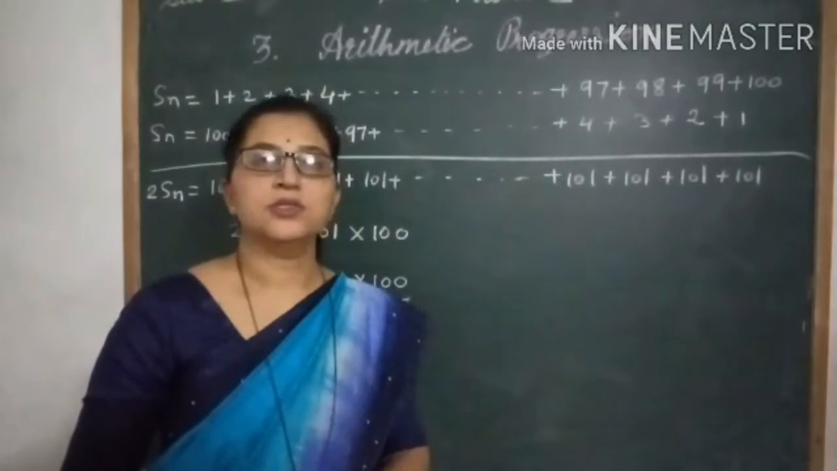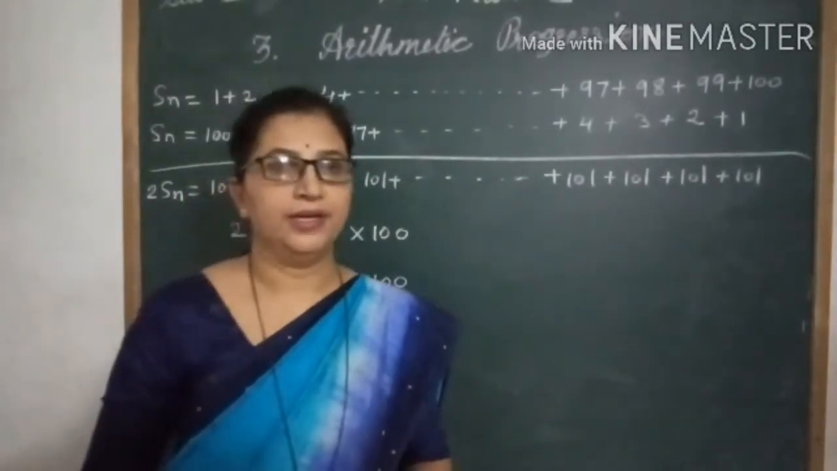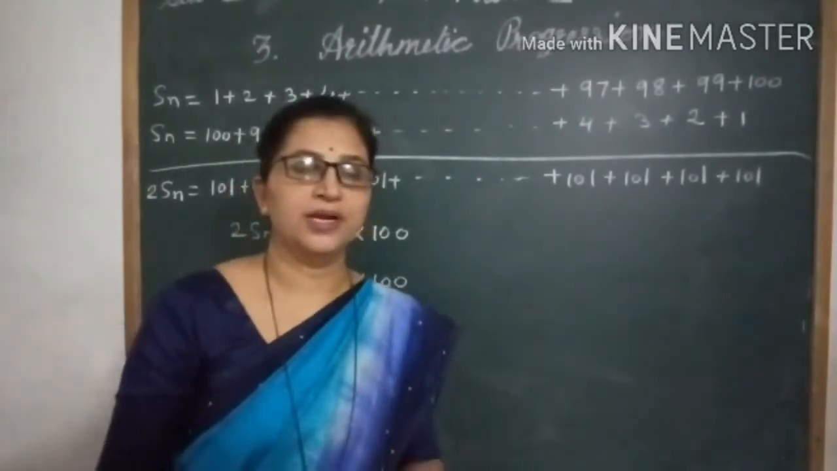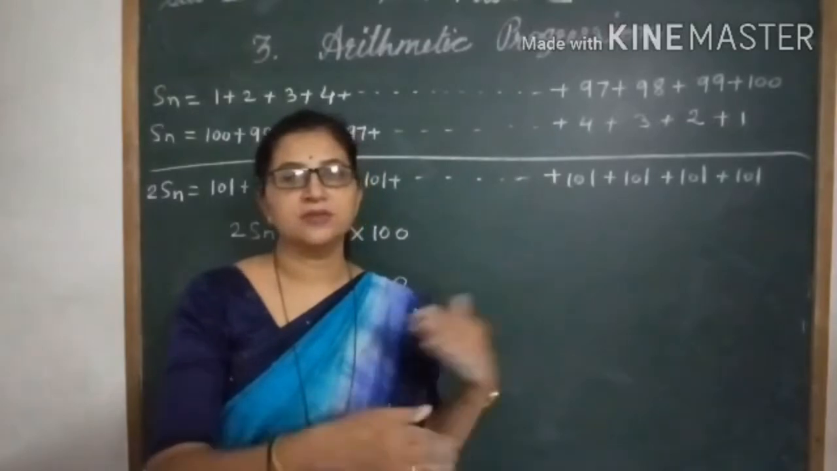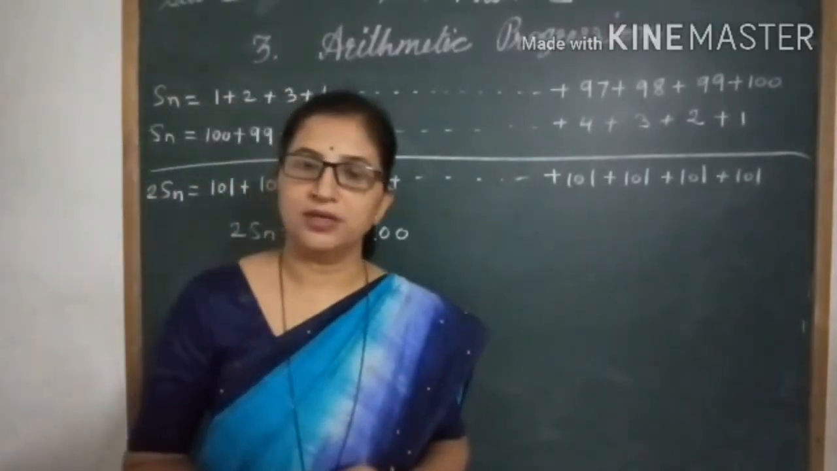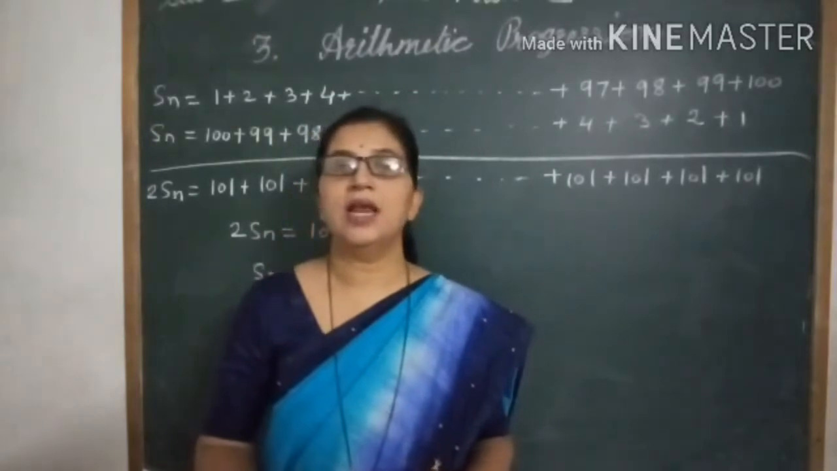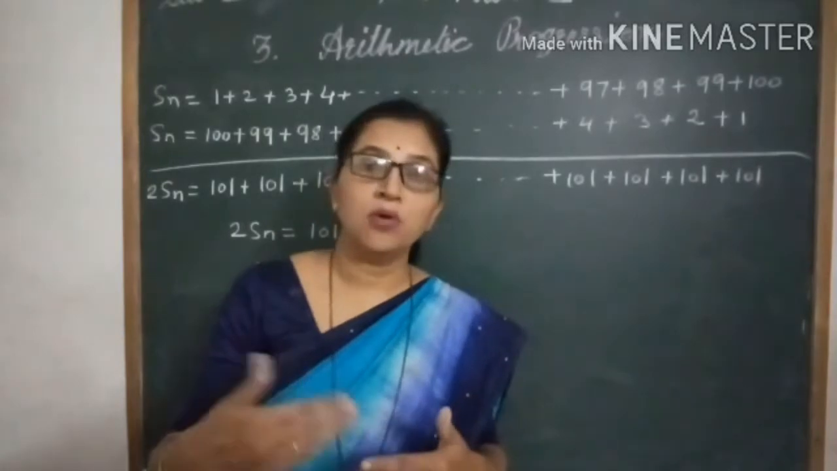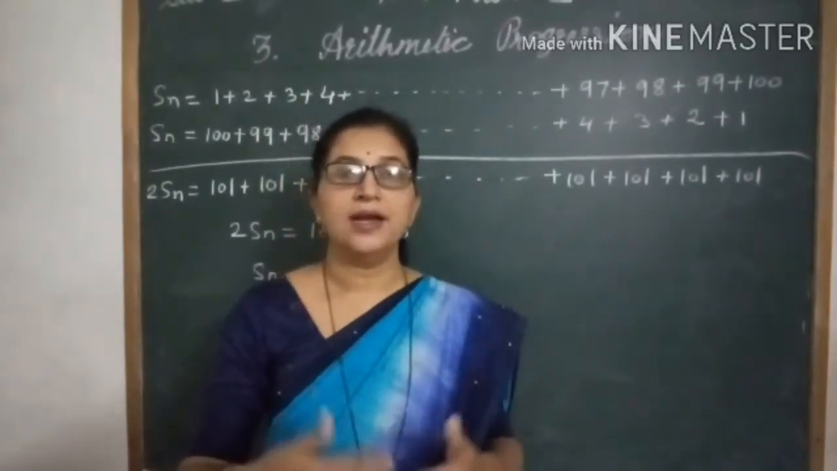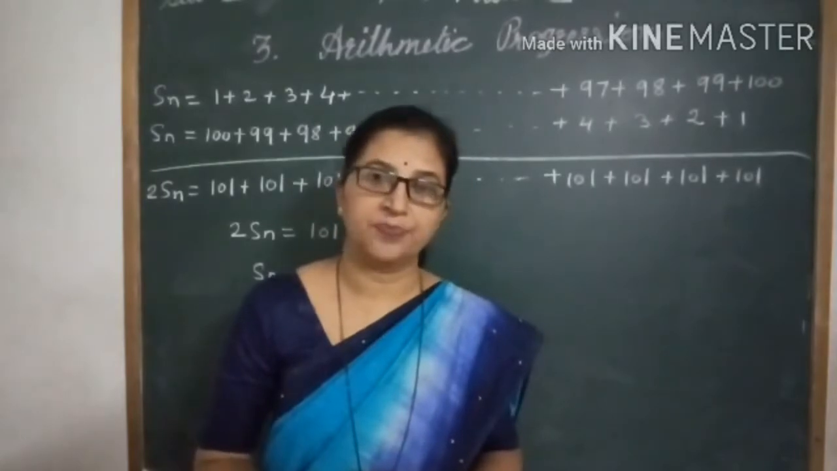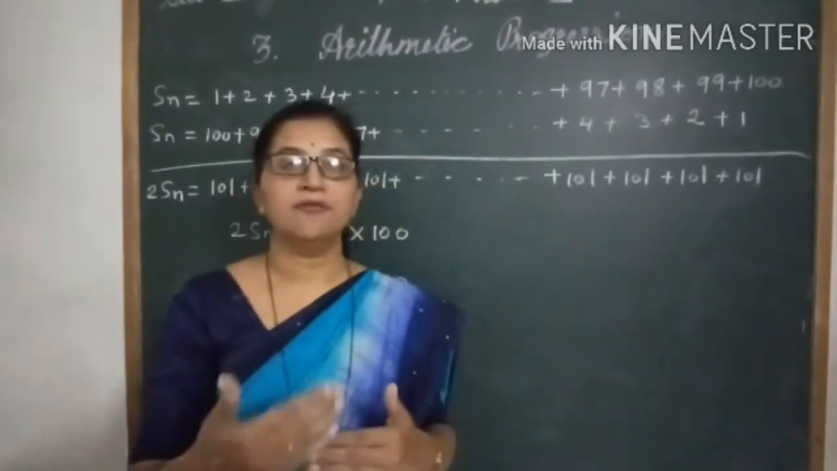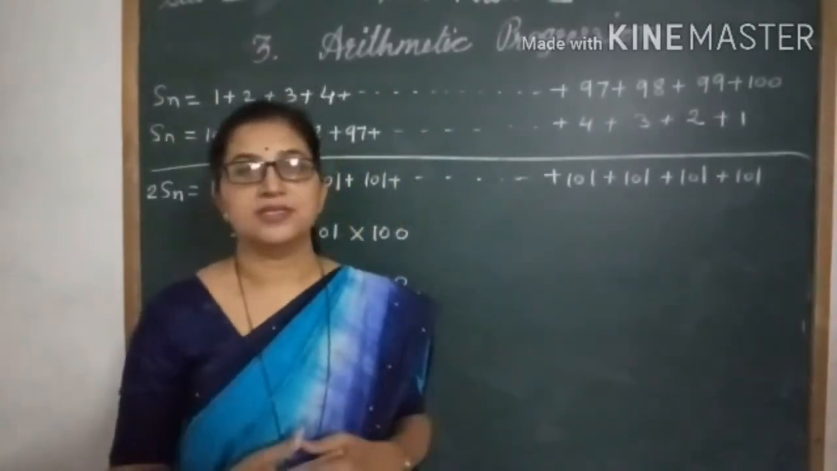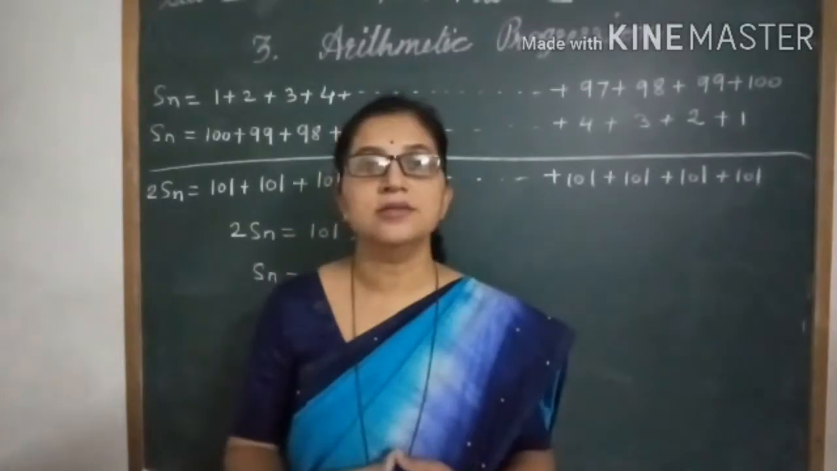If you are asked to add the numbers from 1 to 20, you will take time to add them, that is 1 plus 2 plus 3 plus 4 plus up to 20, you have to add all the numbers. And if you are asked to add the numbers from 1 to 50, then obviously you will take more time than you required for 20. And if one asks you to add the numbers from 1 to 100, obviously we will take even more time to get the sum.